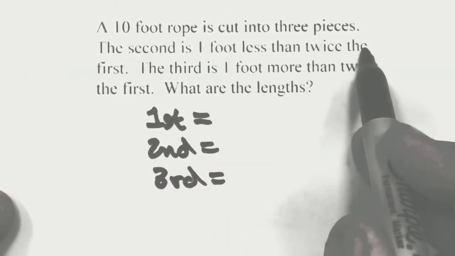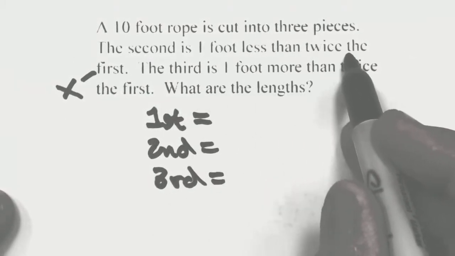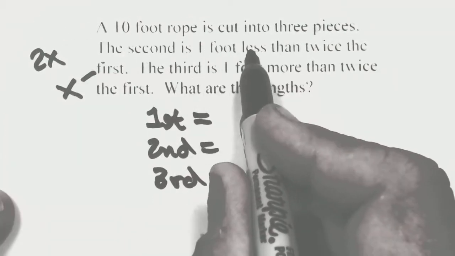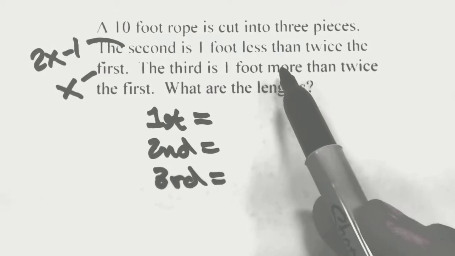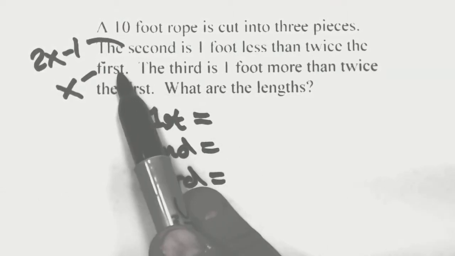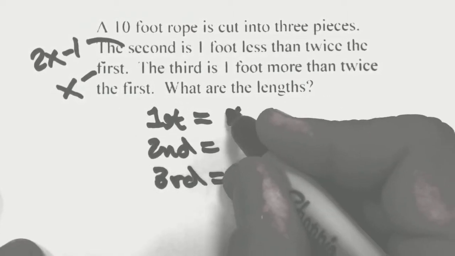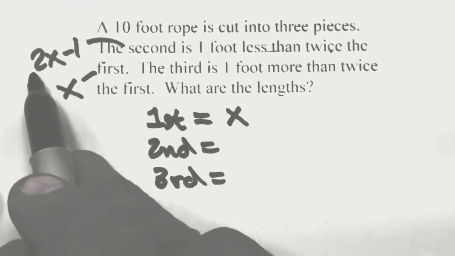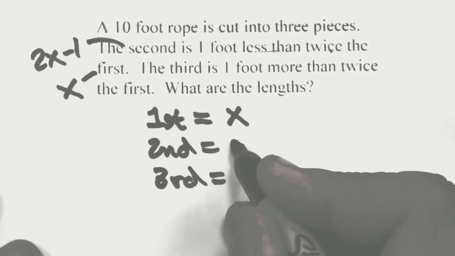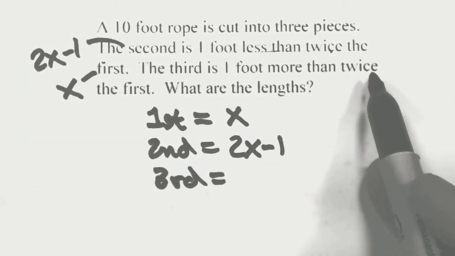The second is 1 foot less than twice the first. So if I make the first one x, the second is 1 foot less than twice the first. Well, twice the first would be 2x, but then 1 foot less means I've got to subtract 1. So again, we're doing our comparison work here. The one mentioned at the end of the sentence, we make our x, that's the first piece. So the first piece is x. The second piece is going to be twice that and 1 foot less. So 2 times x would be twice, but minus 1. There's the second piece.